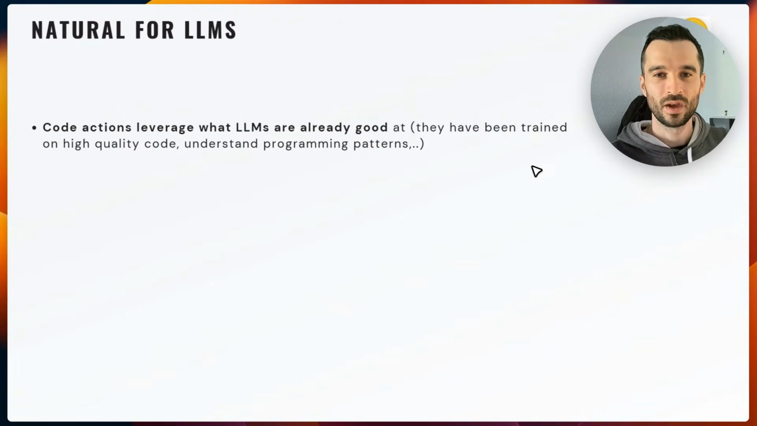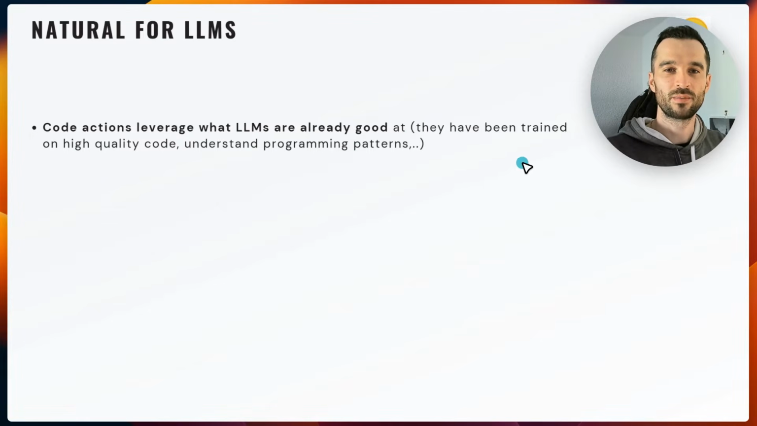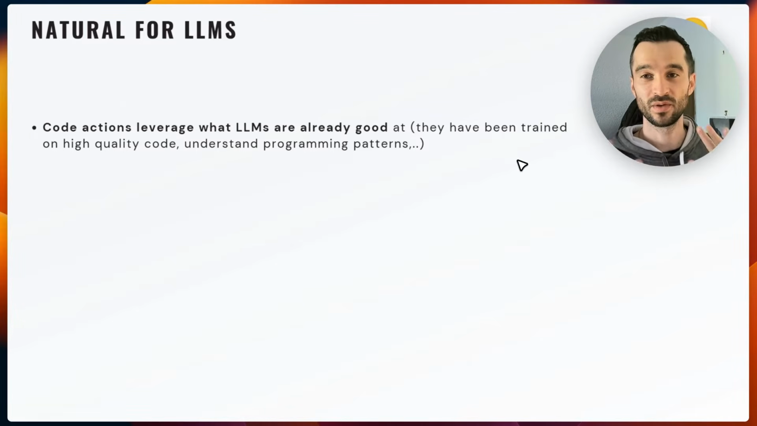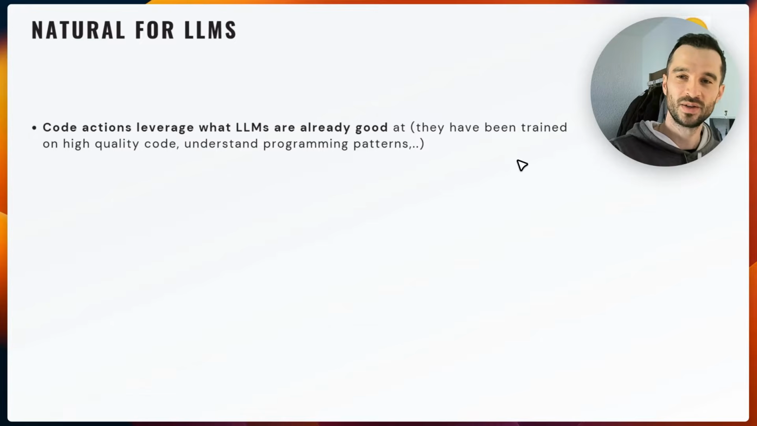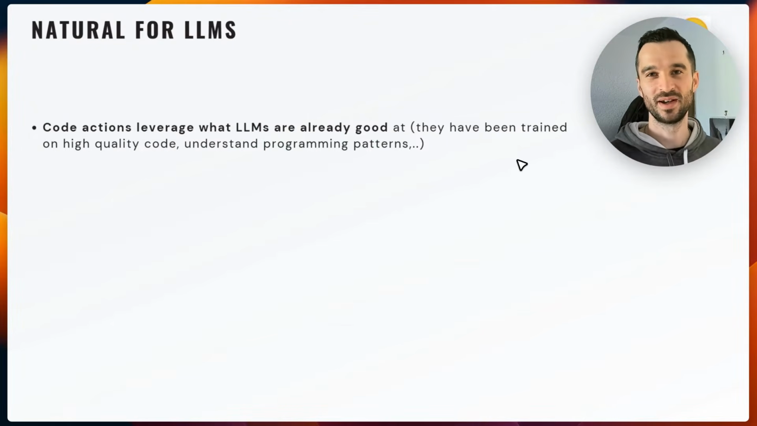And finally, code actions leverage what LLMs are really good at. These models have been trained on high quality code. They understand programming patterns, API usage, debugging techniques, and so on. Therefore, it makes complete sense, since LLMs were trained on a huge amount of code, to actually use code to describe the actions.